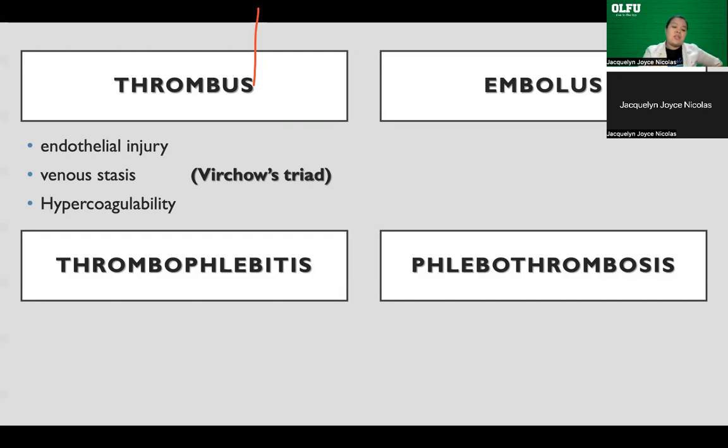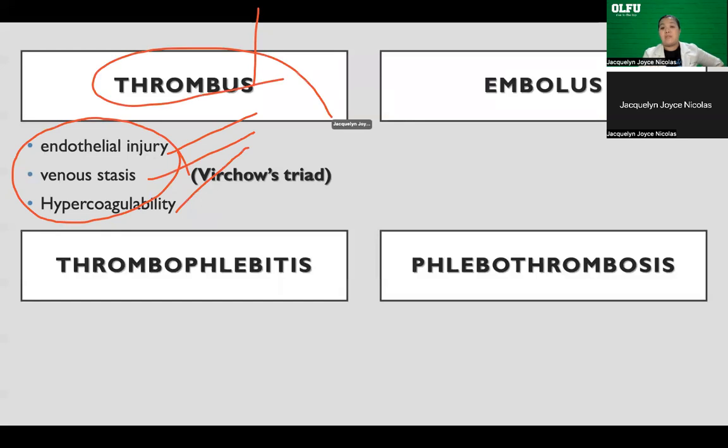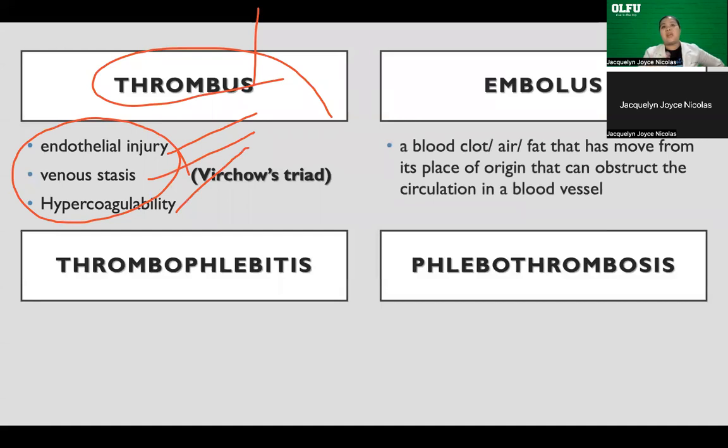Okay. So again, these are the 3 conditions present, okay, for thrombus to happen. And this is what we call the Virchow's triad. If there is endothelial injury, venostasis, hypercoagulability, then there can be thrombus. Another is embolus, okay? Pag sinabing embolus, it could be a blood clot, it could be an air, it could be a fat, that is moving. You have the word moving from its place of origin, and it can obstruct the circulation in the blood vessel. Okay, so that is an embolus.